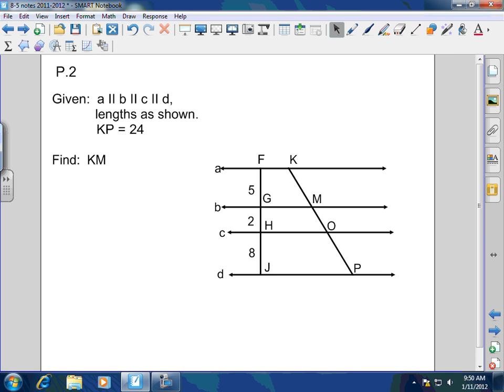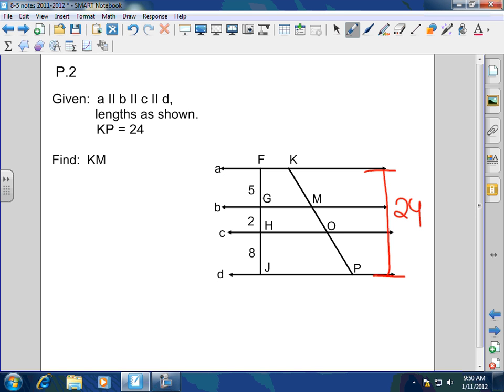Let us continue. Now, given that A is parallel to B, which is parallel to C, which is parallel to D, and they tell you that KP, the whole entire side here, is 24. I want to find KM. How would we do this? Yes, sir. 5 over 15 equals x over 24. Fantastic. I couldn't have done it better myself.